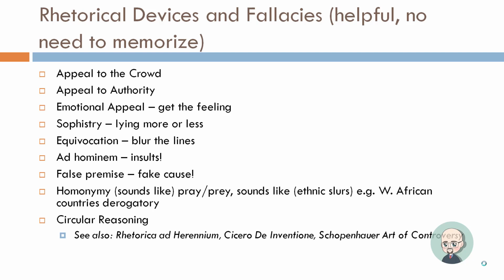If you want to learn more about these, pick up a copy of the Rhetorica ad Herennium or Cicero. You can get either of those online for free at archive.org. Or Schopenhauer's Art of Controversy is also very interesting. That's mostly rhetorical fallacies, not rhetorical devices. That's more bad arguments, but it's a very interesting book. I'd recommend any of those three, and you should be able to get all three of them for free at archive.org because they're in the public domain.